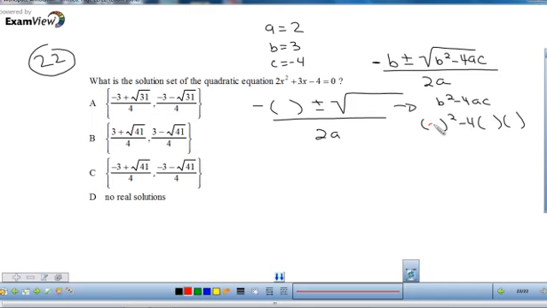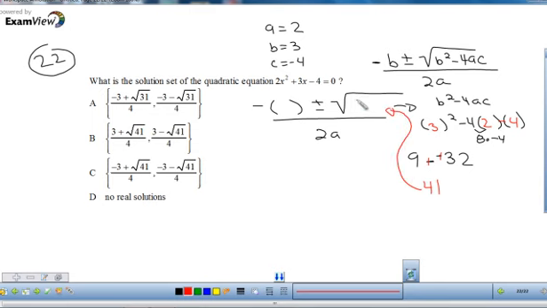So b is 3, a is 2, c is negative 4. So 3 squared is 9. Bring down your negative. 4 times 2 is 8. 8 times negative 4 is negative 16. Sorry, negative 32. Negative and negative make a positive. So 9 plus 32 would be 41.